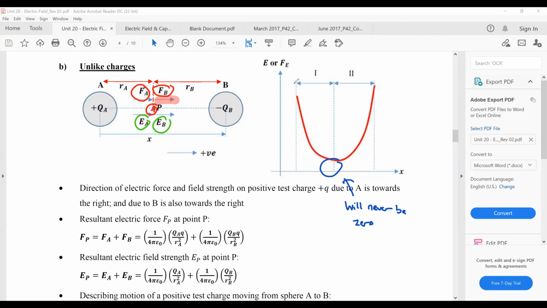Because you see, this graph is obtained from this equation as you vary the distance x, which in turn varies RA and RB. Now this one here will never be 0 because you look at this.